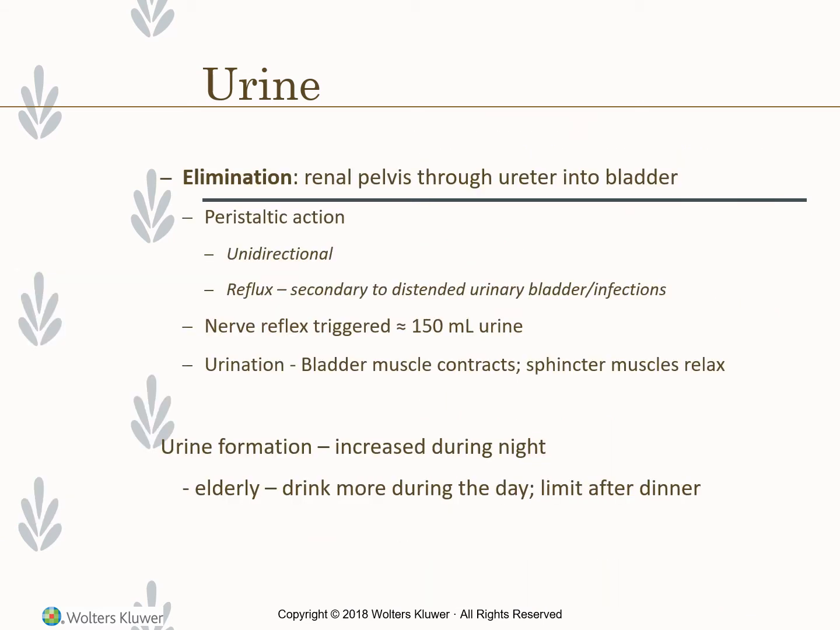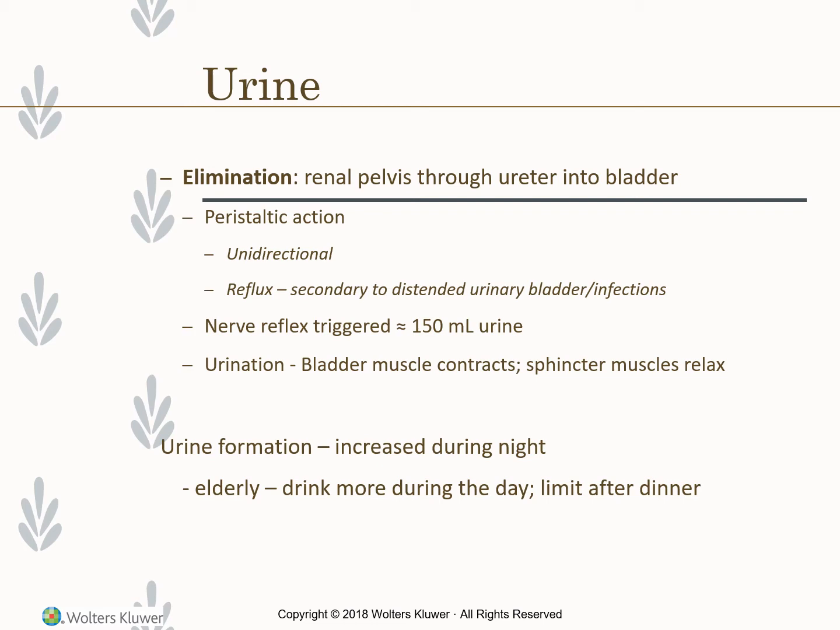As you can see from this slide, the peristaltic action goes in one direction. Reflux only happens secondary to a distended urinary bladder or infections. Reflux means going backwards. The nerve reflex is triggered as far as having to go to the bathroom at about 150 mL of urine. And again, when you urinate, your bladder muscle contracts and the sphincter muscles relax. Urine formation is increased during the night.